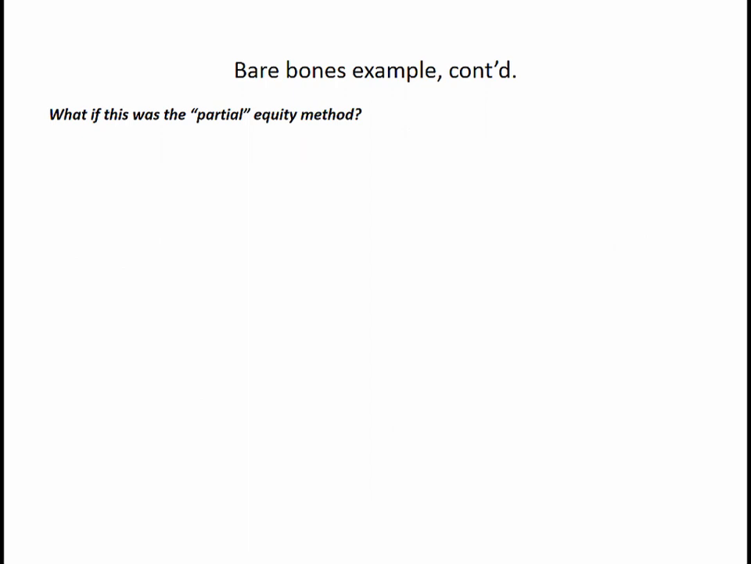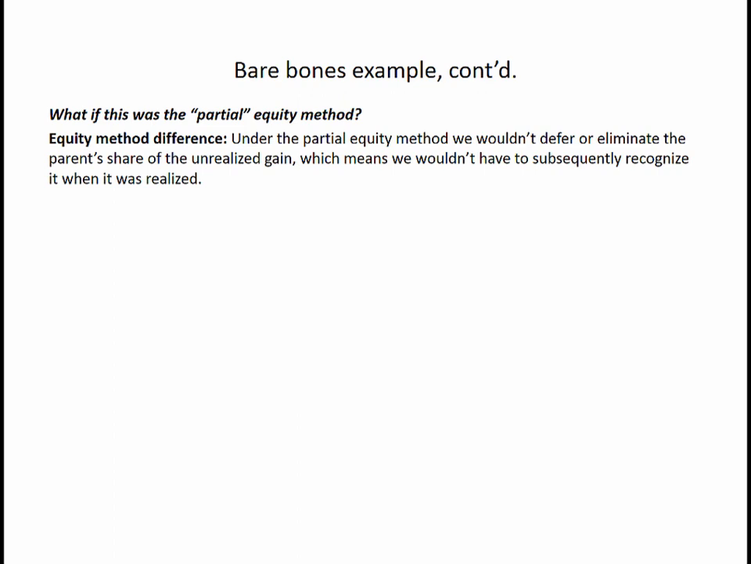Now, the example we just ran through was based on the full equity method. What happens if the partial equity method is used instead? Again, we've always got two sets of entries that we need to keep separate and keep track of. Under the equity method, where the parent is accounting for their investment in the subsidiary, under the partial equity method, we wouldn't defer or eliminate the parent's share of the unrealized gain. We essentially wouldn't worry about the fact that part of it was unrealized. And since we didn't defer it when it was unrealized, we don't have to subsequently recognize it when it finally does get realized.